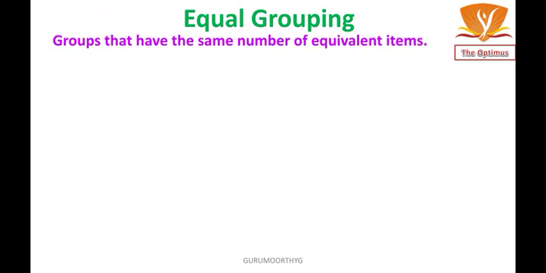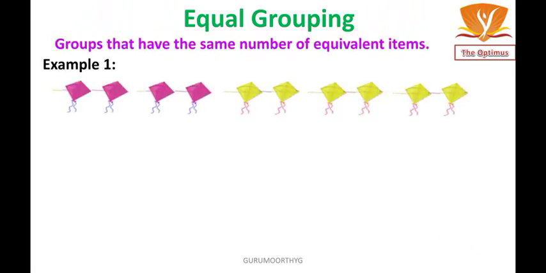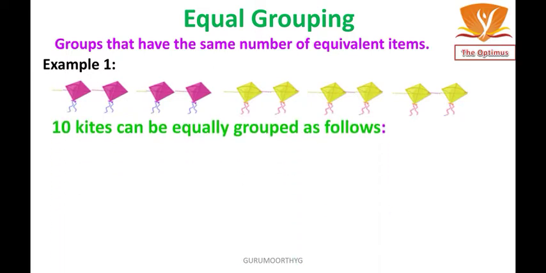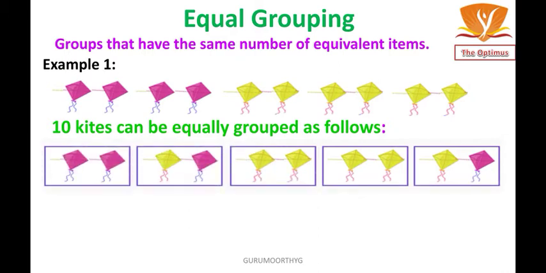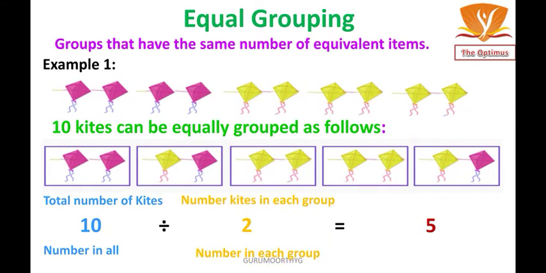Example 1. Here we have 10 kites: 4 pink kites, 6 green kites. The first group has 2 pink kites, the second group has 1 green kite and 1 pink kite, the third and fourth groups have 2 green kites each, and finally the fifth group has 1 green kite and 1 pink kite. This is the division equation. 10 divided by 2 equal to 5. 10 is the total number of kites, 2 is the number of kites in each group, 5 is the number of groups.